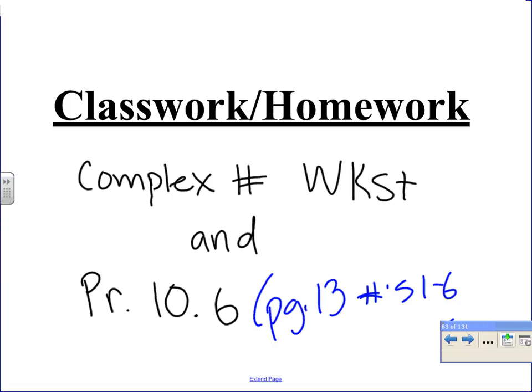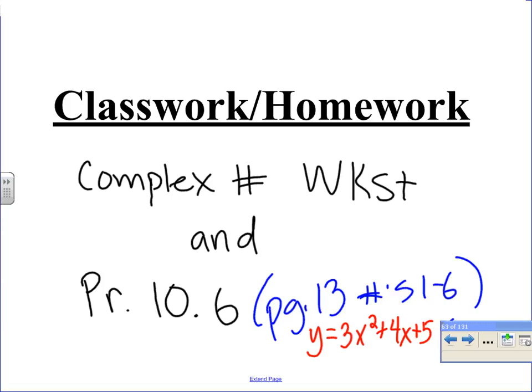All right, so listen. The paper I passed back to you, that's the complex number worksheet. You're going to start with that. You're then going to go to page 13 in your packet. You're only going to do the first 6. I'm going to add one more problem, which is y equals 3x squared plus 4x plus 5. Yep, plus 5. Well, I'm going to see how it goes.